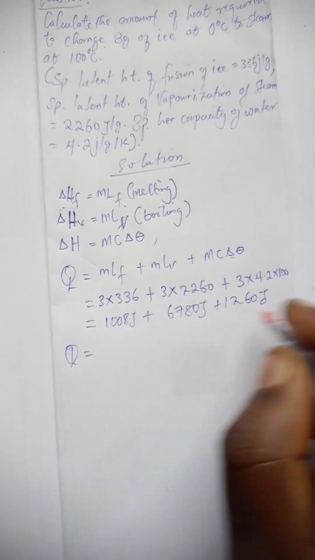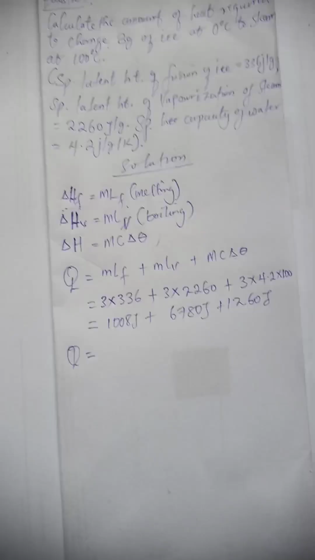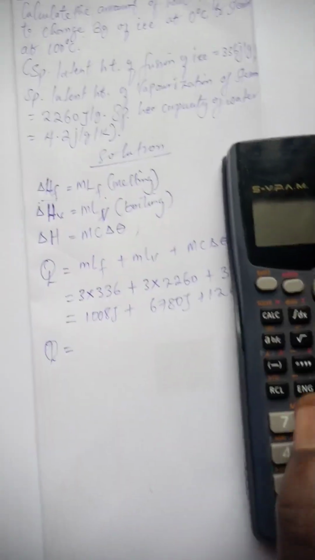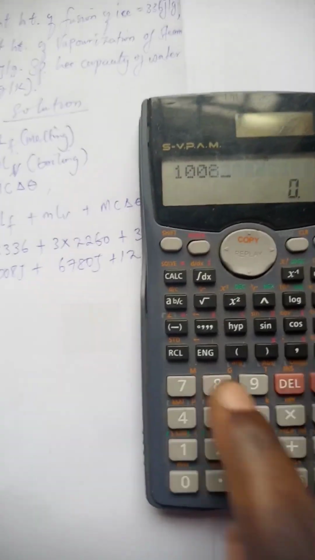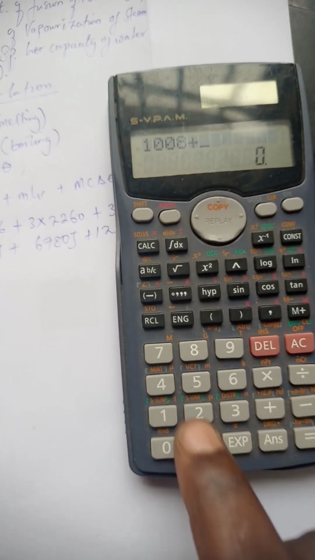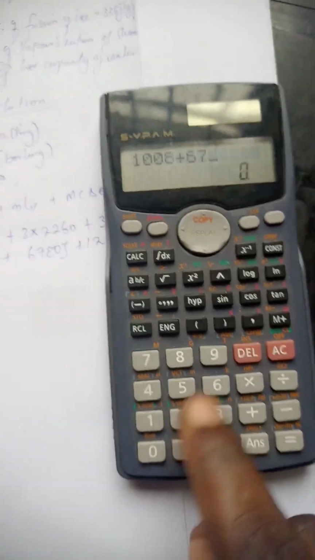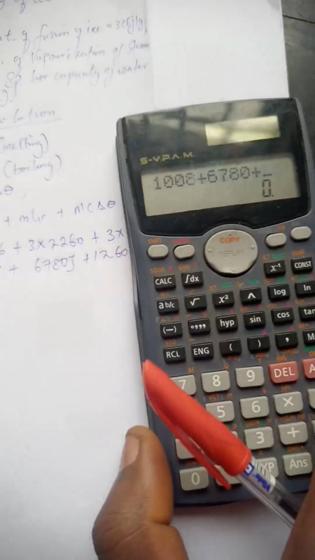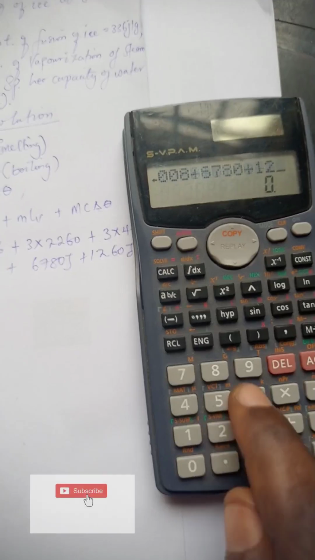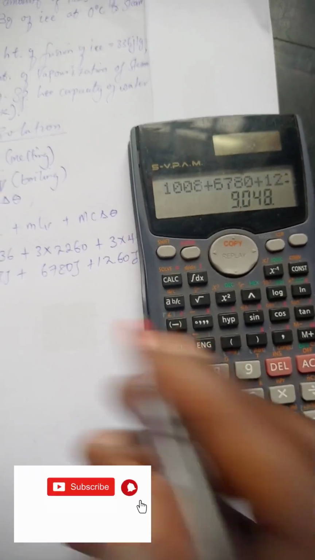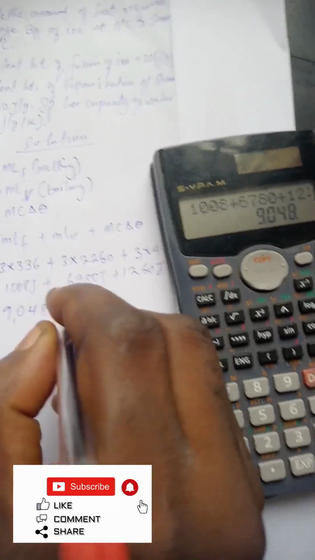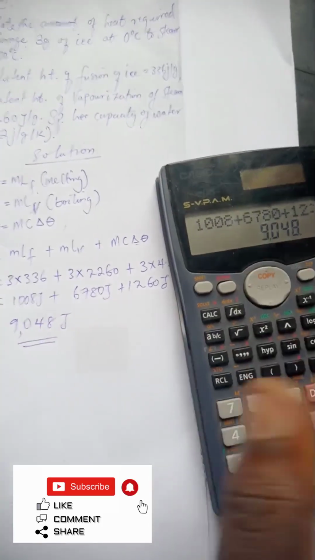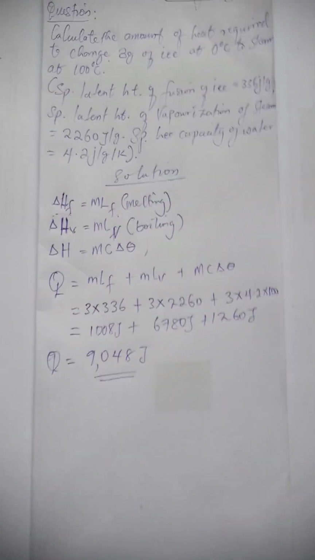Okay, so the amount of heat now, we'll add up all these values. So let's see. We have 1008 plus 6780 plus 1260, and the total value is 9048 joules. That's the total heat required.